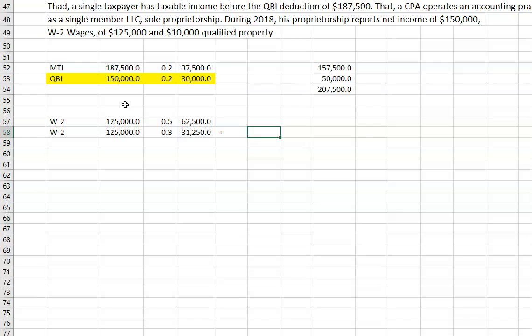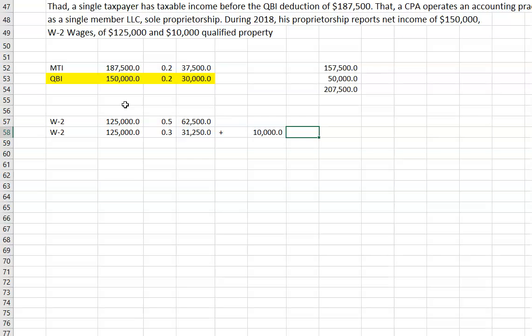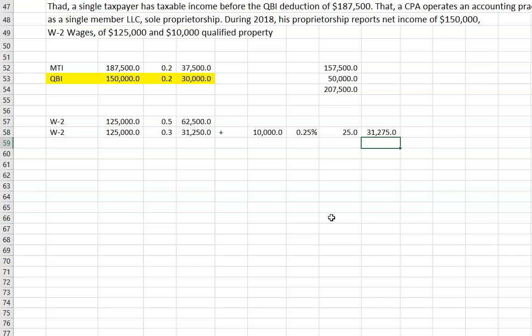The other part is our qualified property of $10,000 times 2.5%. You can't see it because I rounded too much. Which is this small number right here, for a total of $31,250 plus $25, so $31,275. Looking at the greater of these two, it's this. And I can tell that I'm not going to be limited to this because it's higher than this limit. So let's keep going now.